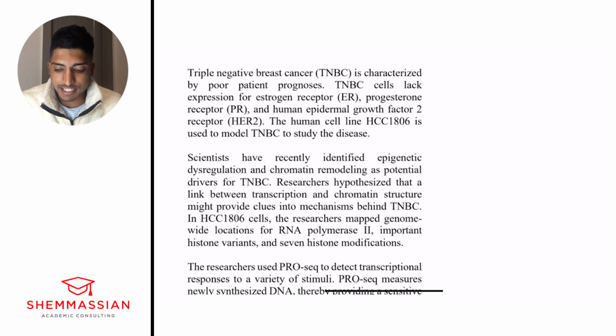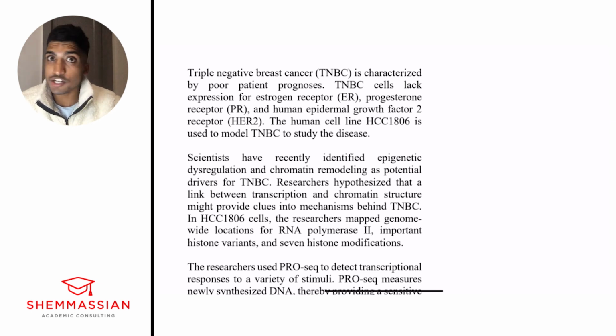Triple-negative breast cancer, TNBC, is characterized by poor patient prognosis. TNBC cells lack expression for estrogen receptor, progesterone receptor, and human epidermal growth factor 2 receptor. The human cell line HCC1806 is used to model TNBC to study the disease.